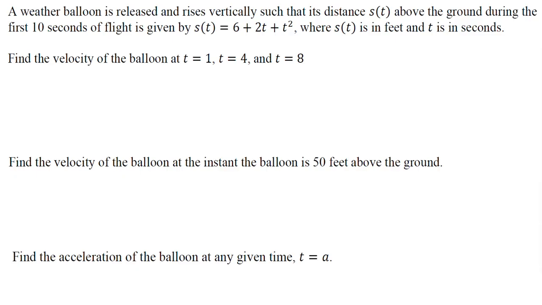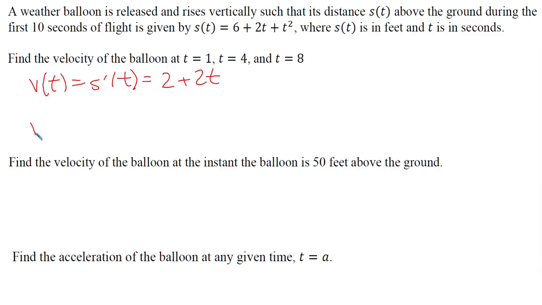All right, here we've got a weather balloon being released, rising vertically, and its distance during the first 10 seconds is given by this s of t function, 6 plus 2t plus t squared, where the distance is in feet and the time is in seconds. So if we want to figure out, first off, the velocity at 1, we need to find v of t, which is s prime of t, which will be 2 plus 2t, just using the power rule.